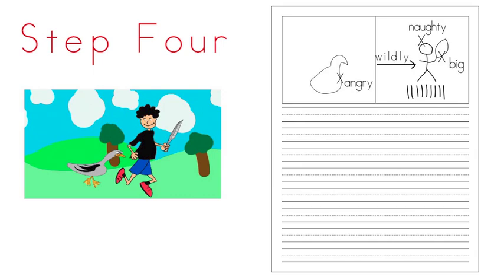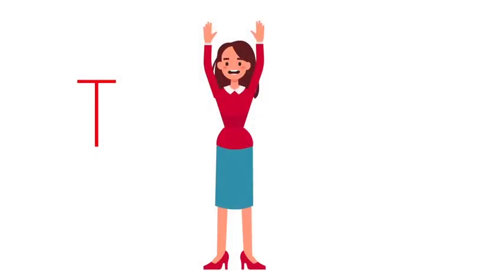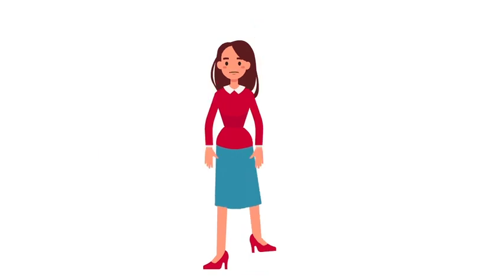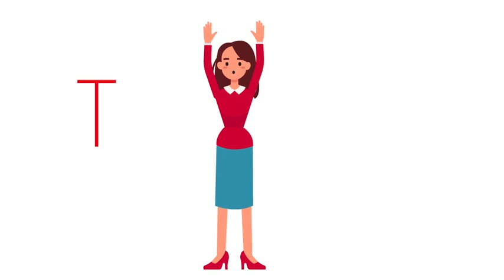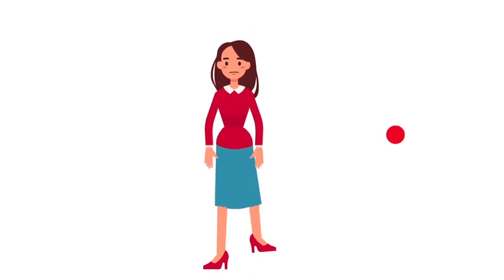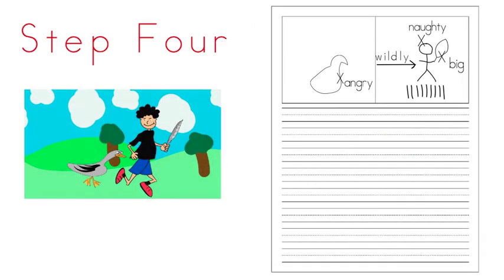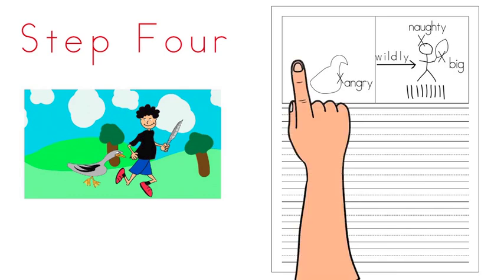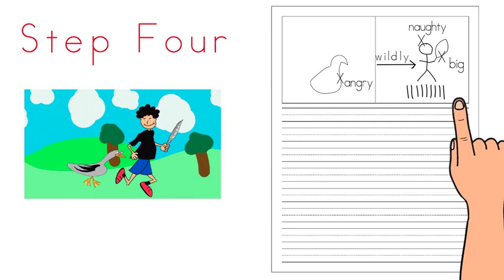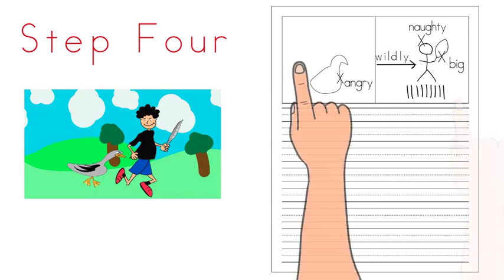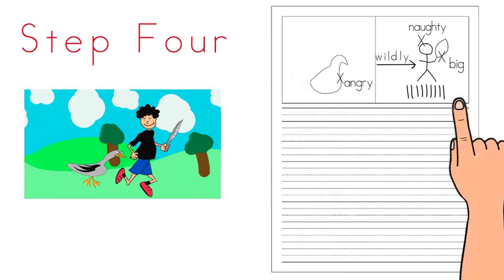Step 4. Plan for the capital and stop. Every sentence starts with a capital, and every sentence ends with a stop. Go back to the planner. Say the sentence. Then write the first word of the sentence in the left box. And mark a period in the right box to show that's where the sentence begins and ends.